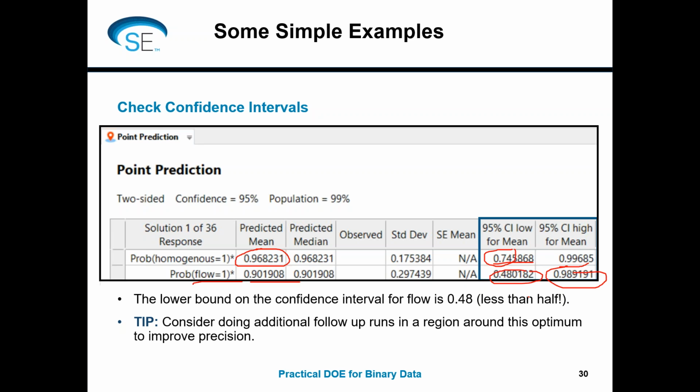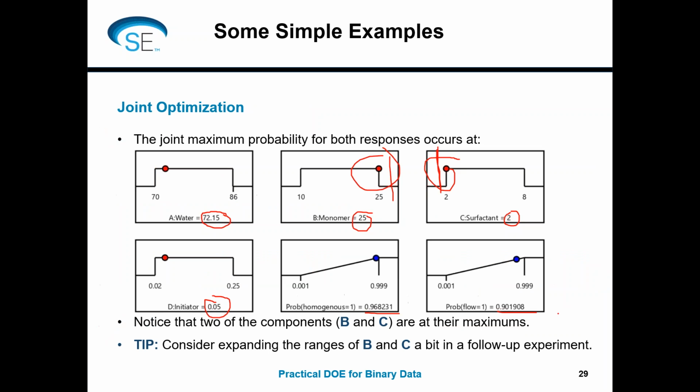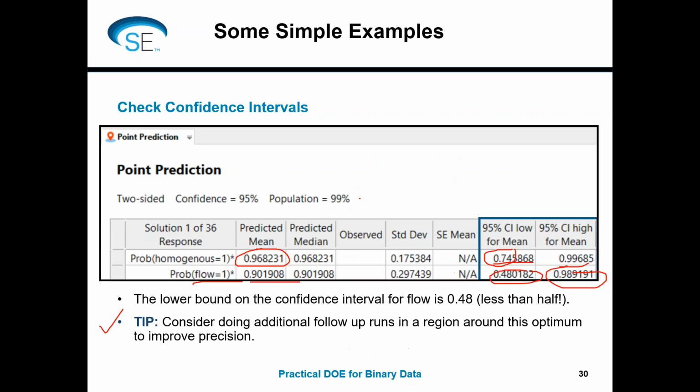And again, it's because we're using binary data, which doesn't give us much information. So a tip or suggestion would be to consider doing additional follow-up runs, but only do them in a region around this optimum. Okay, you don't need to do runs where you know you're not going to get a solution. And this will hopefully improve your precision and give you a little more confidence about this.